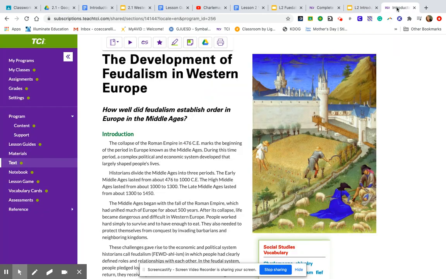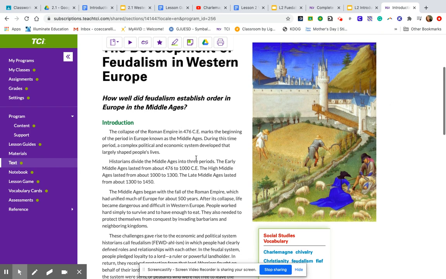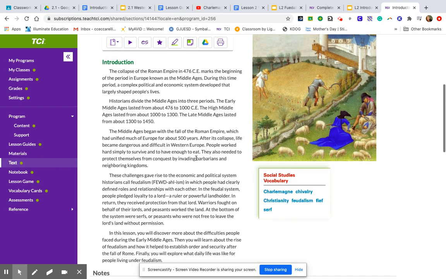Okay, let's go ahead and jump right in. Introduction. For each paragraph today, I'm going to give you a purpose for reading, or something that I want you to focus on in each paragraph. Then you can complete the reading notes on your slideshow.